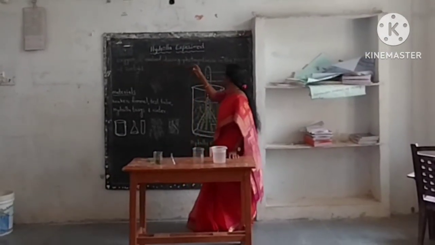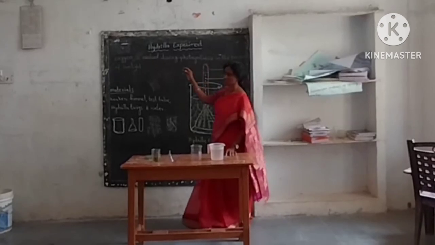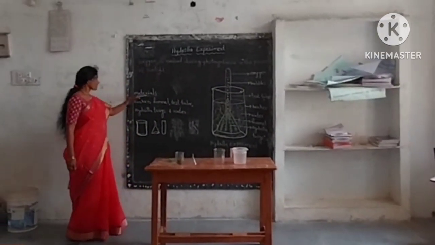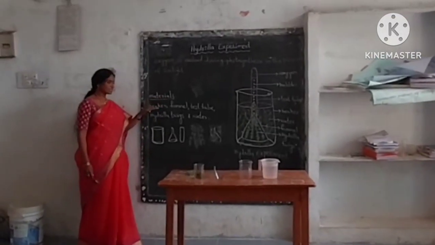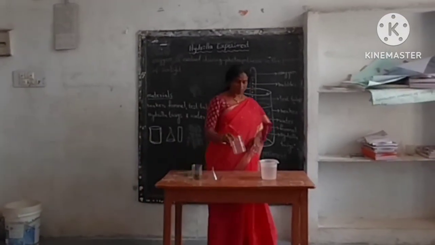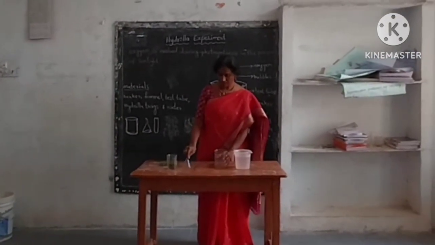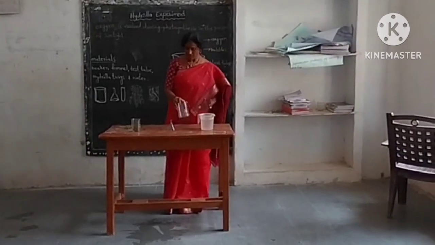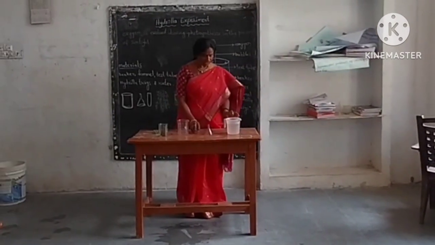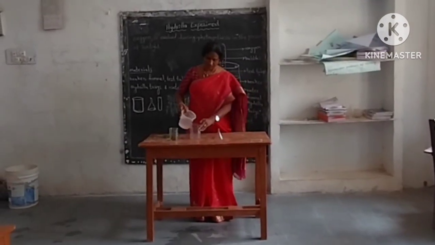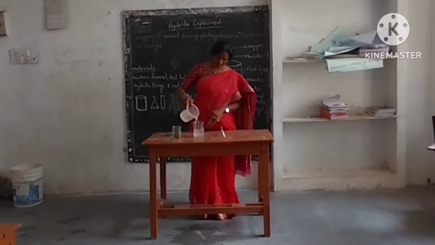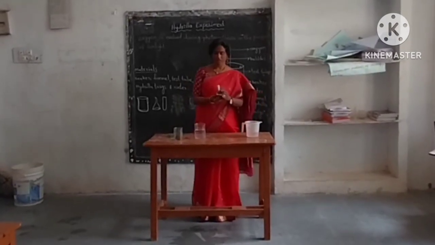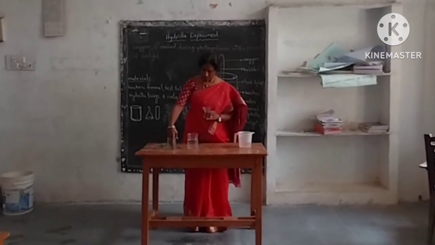Oxygen is evolved during photosynthesis in the presence of sunlight. We will observe. For this experiment, we have to take the materials. What are the materials? Beaker, funnel, test tube, Hydrilla twigs, and water. First, we have to take the water in the beaker, three-fourths full. Is it enough? Yes. Now we have to take the funnel, and what am I doing?